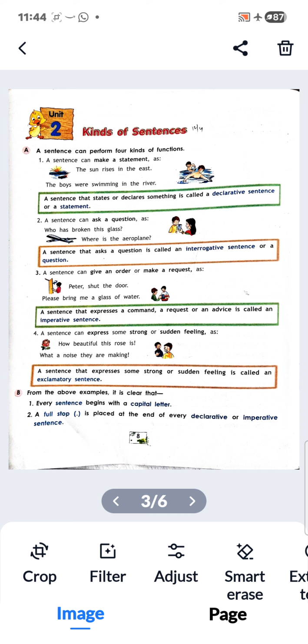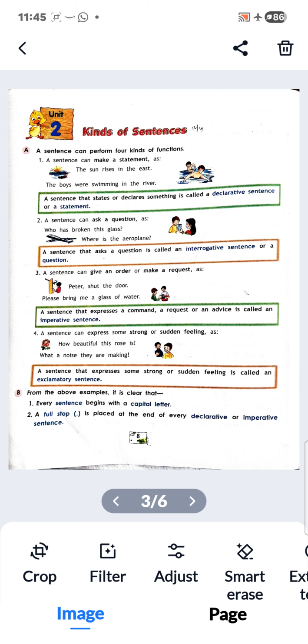A sentence that expresses some strong or sudden feeling is called an exclamatory sentence. Yes. See the example. How beautiful this rose is. What a noise they are making. So they are showing sudden feeling. Yes. So these are the exclamatory sentences, and see how, H capital, what, W capital. So both the sentences are starting with a capital letter. All the words are arranged in proper order and giving the proper meaning, and at the last you can see the exclamatory sign here.